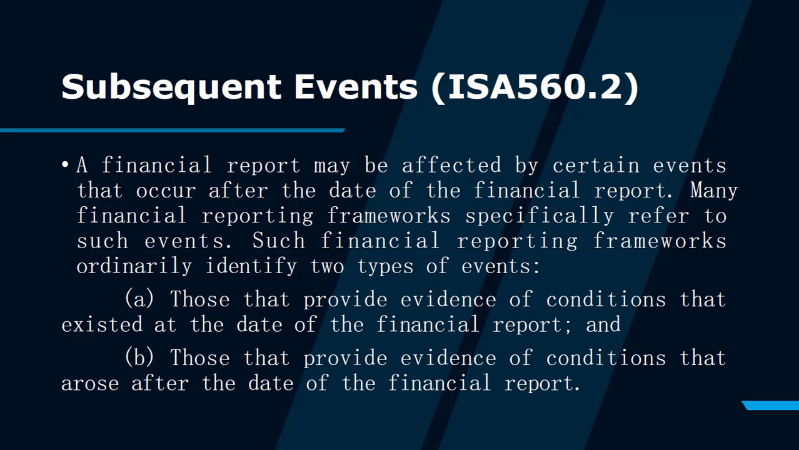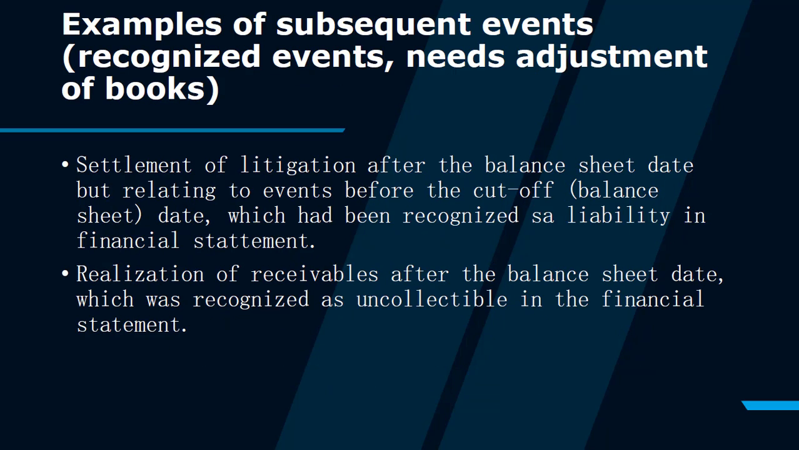The first one is those that provide evidence of conditions that existed at the date of the financial report, and those that provide evidence of conditions that arose after the date of the financial report. So these are examples of subsequent events.